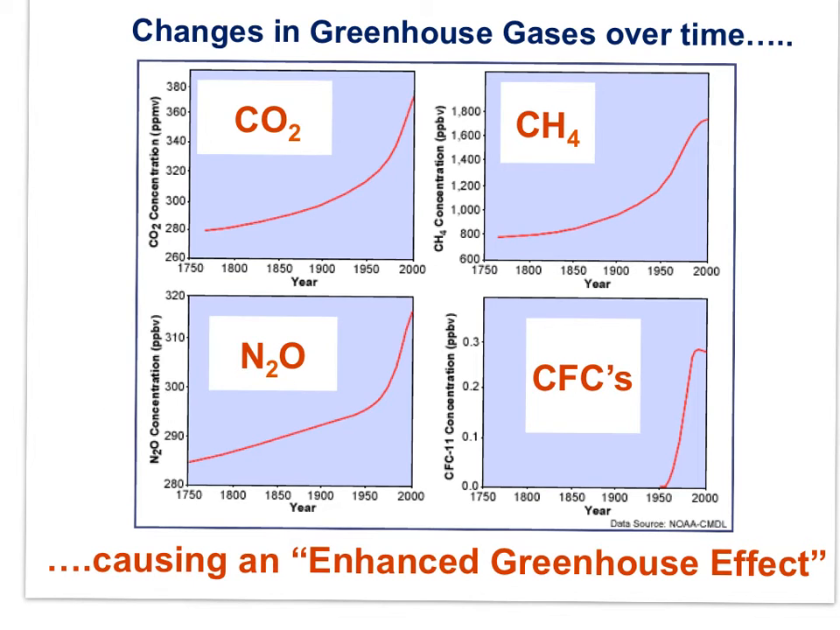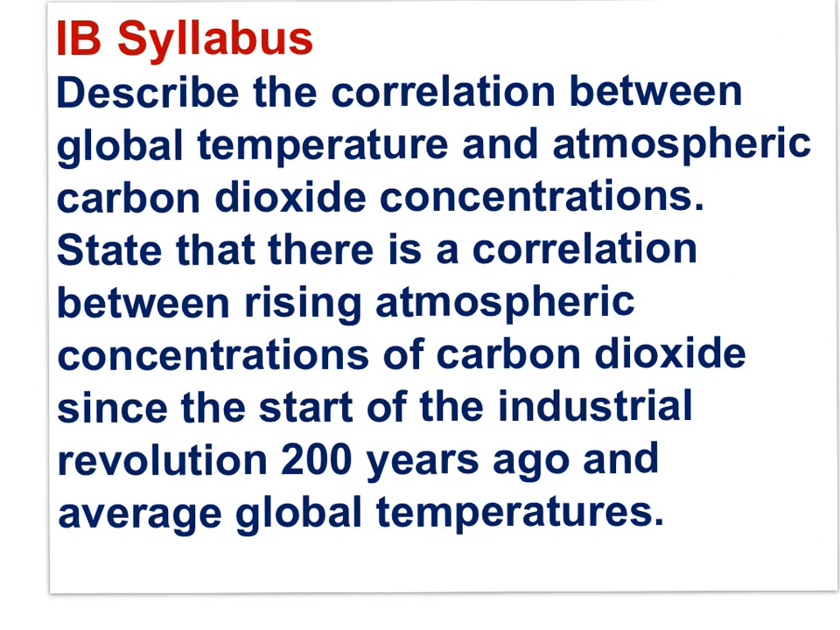Despite the increase over the last 150 years of various greenhouse gases, seen in these four graphs, there are climate skeptics that remain firm in their thinking that the increase in the Earth's average temperature is caused by natural climate cycles over long periods of time, rather than anthropogenic causes. So here is the important IB syllabus statement. Describe the correlation between global temperature and atmospheric carbon dioxide concentrations.